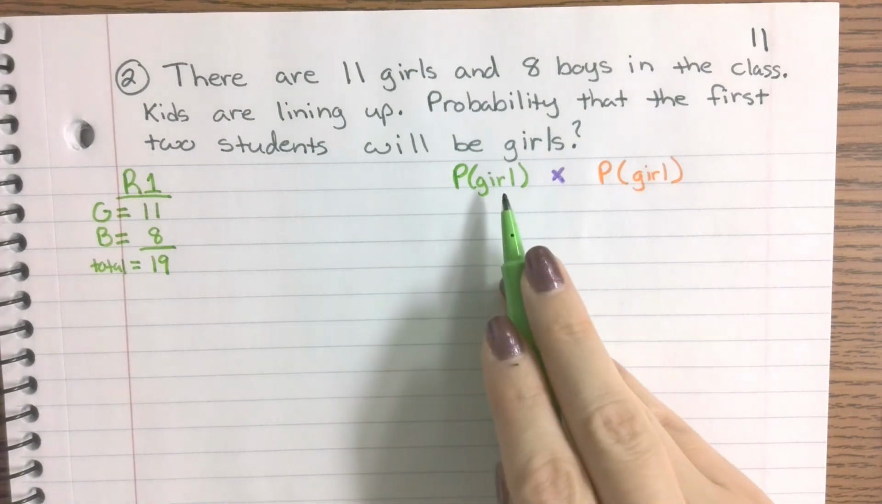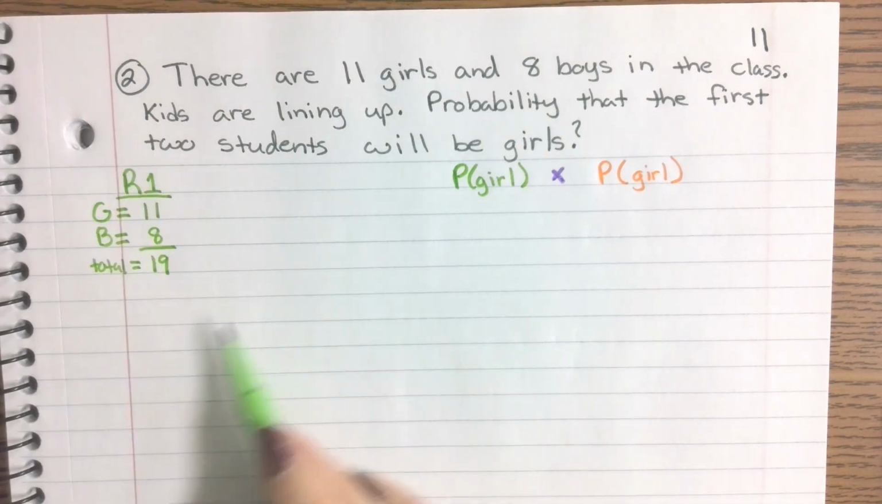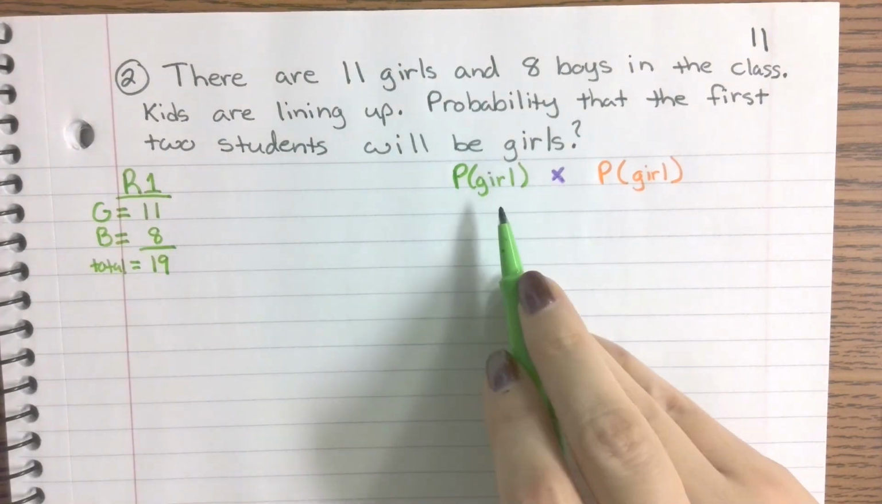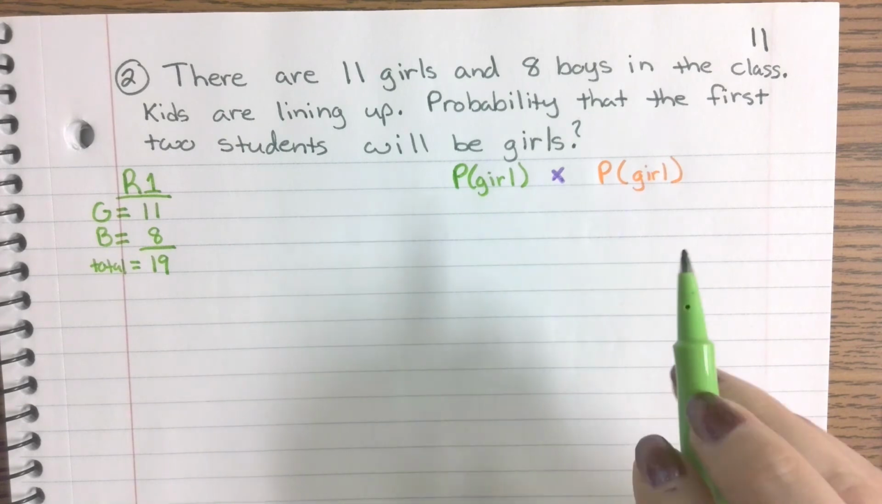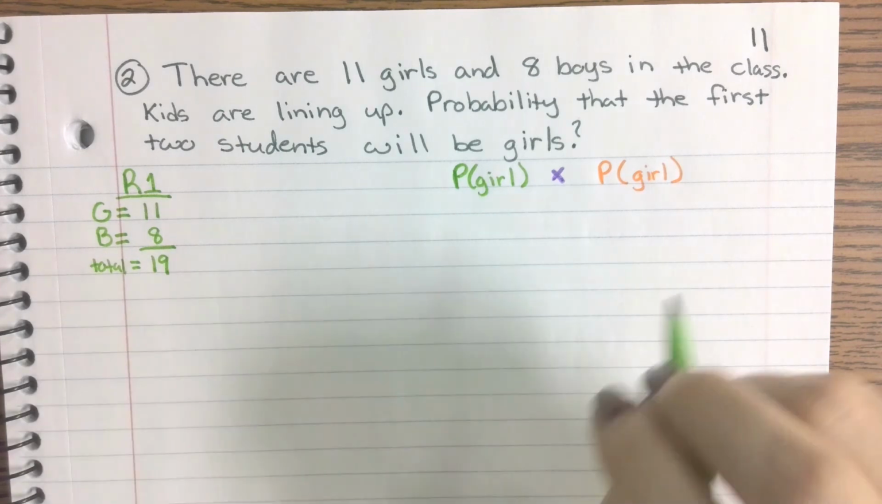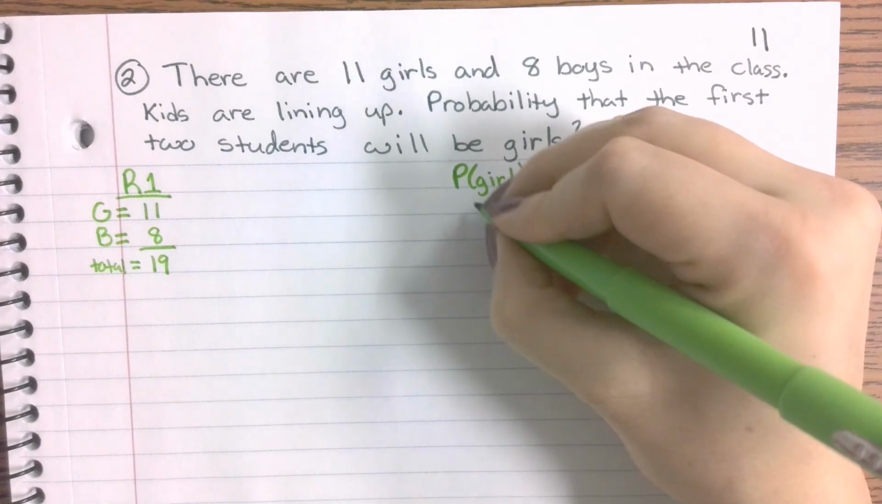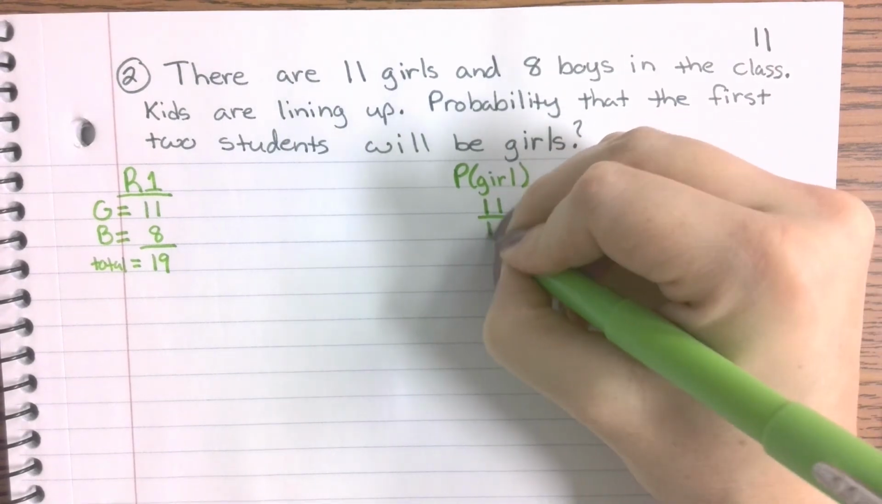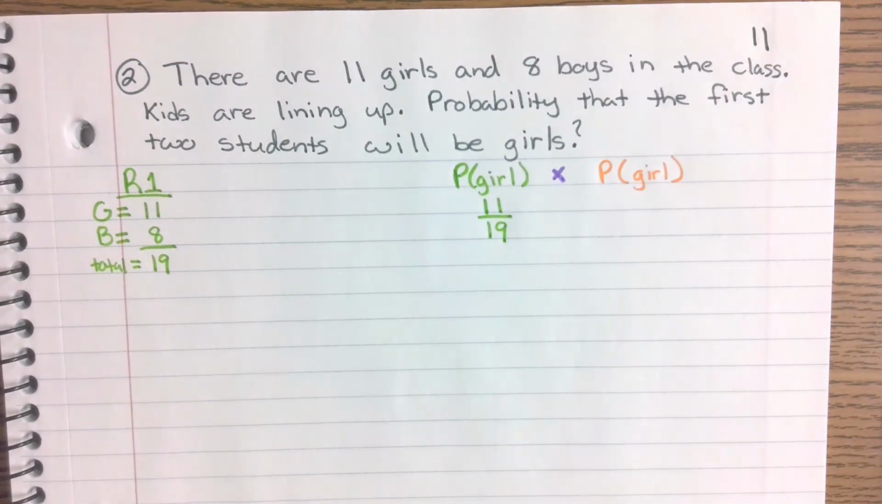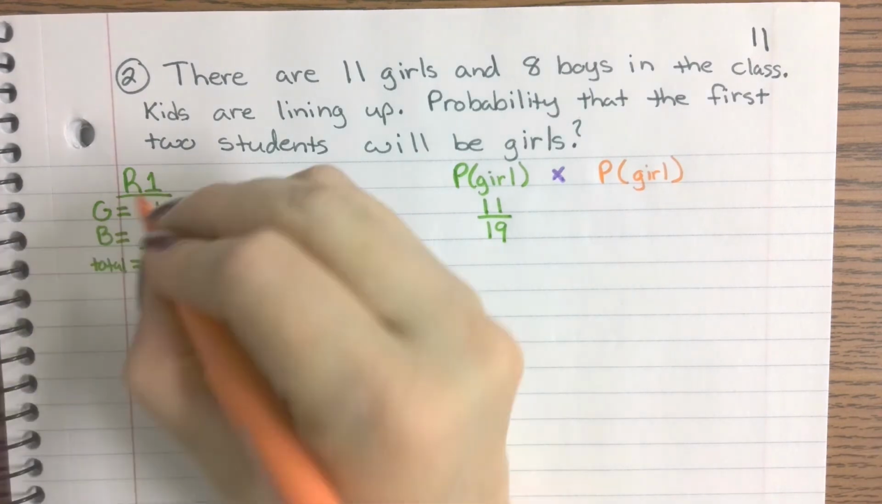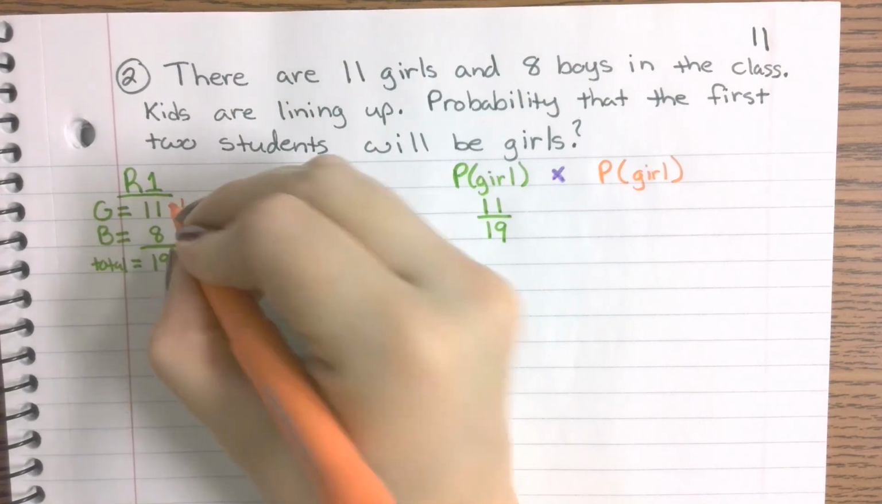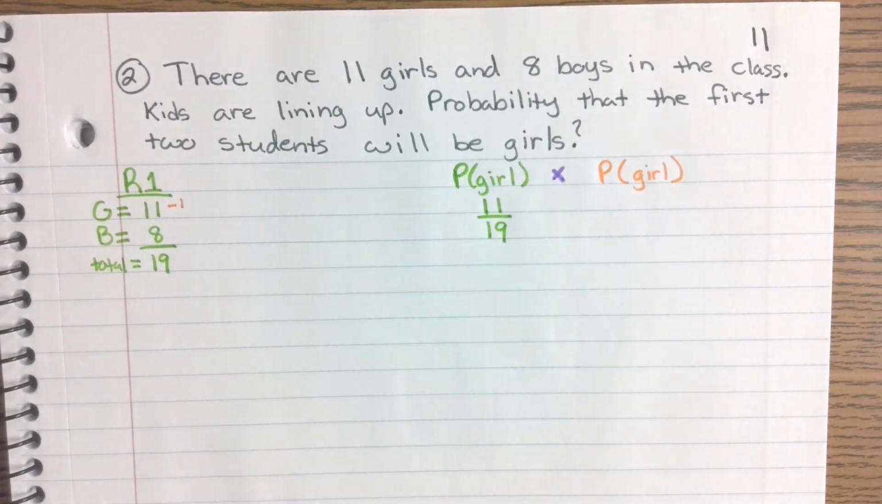So the probability, based off of what I've got right now, what's the probability that it's going to be a girl at the head of the line? 11 out of 19. Good. 11 out of 19. Okay, so I chose a girl. That means I'm going to take one girl away. I'm going to subtract a 1.